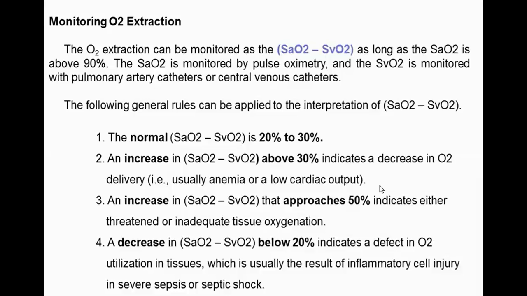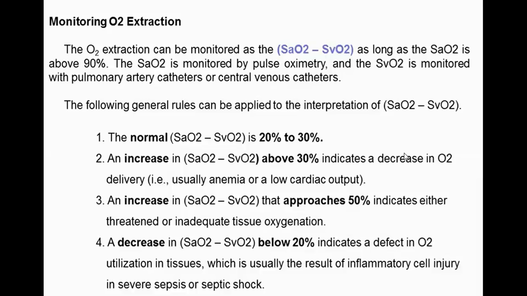The video you can get, and the presentation; don't write anything. You can get the video and the presentation. Why did the delivery decrease so the extraction increased? From the formula: 1.34 is a constant, so it will not decrease. Hemoglobin decreased, anemia. Cardiac output decreased, shock. Saturation decreased, hypoxemia. It's clear?